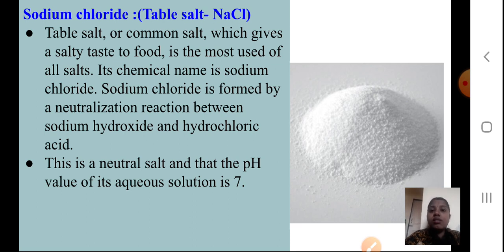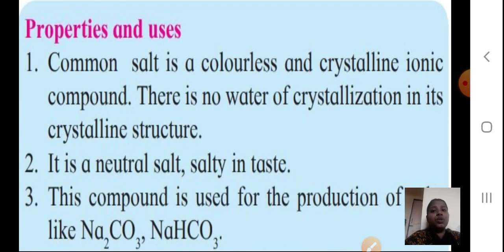So here sodium chloride is formed, a neutralization reaction taking place between sodium hydroxide and hydrochloric acid. This is a neutral salt, and the pH value of its aqueous solution is 7. So this is a neutral salt, students. Common salt is a neutral salt and its pH will be 7. Now, properties and uses. What are its properties and uses?